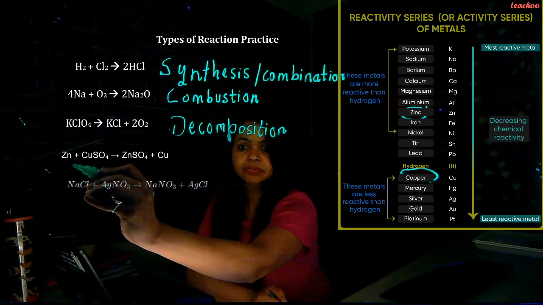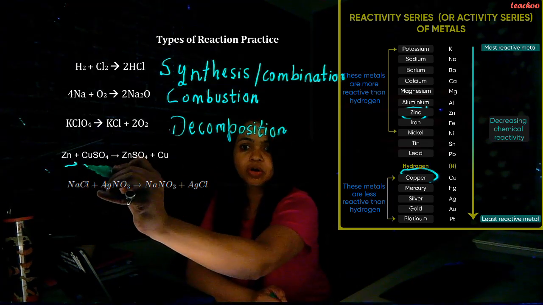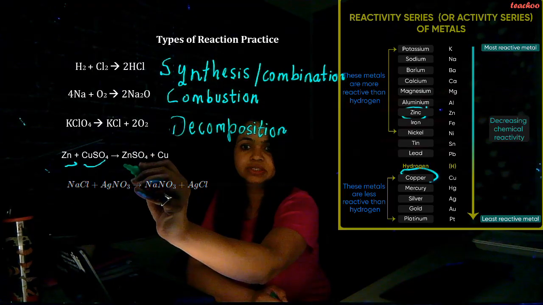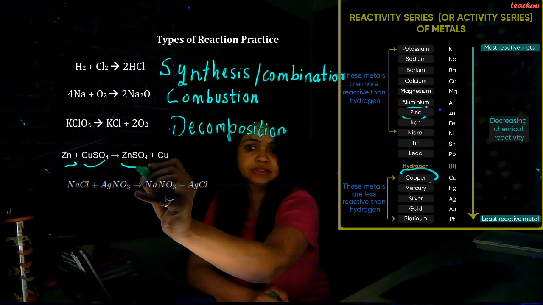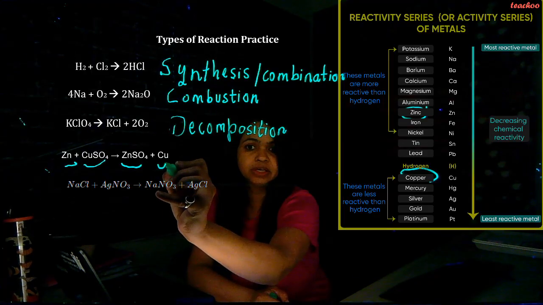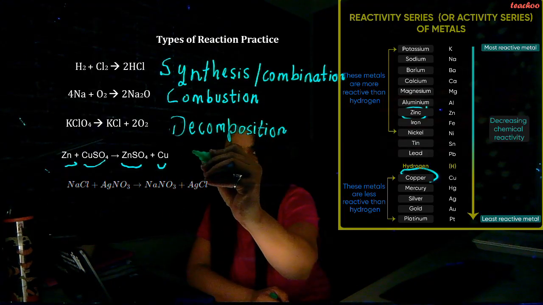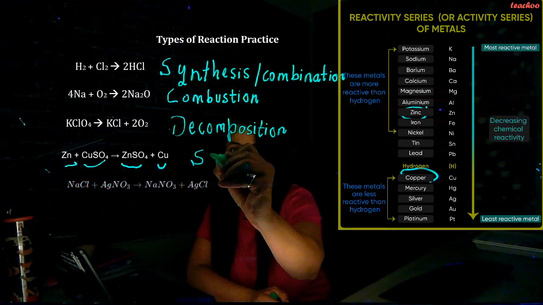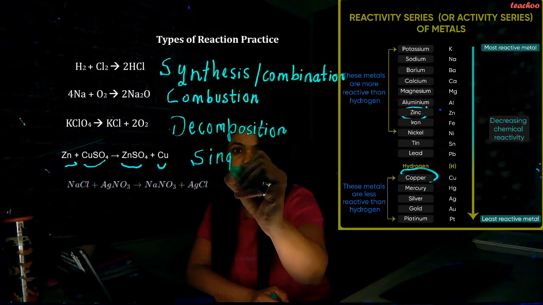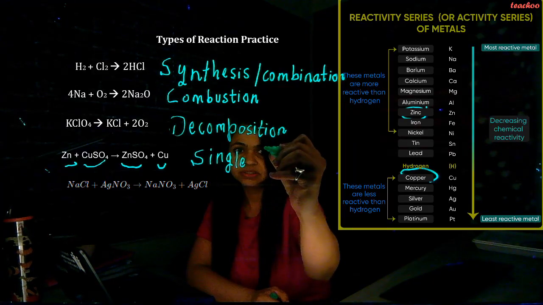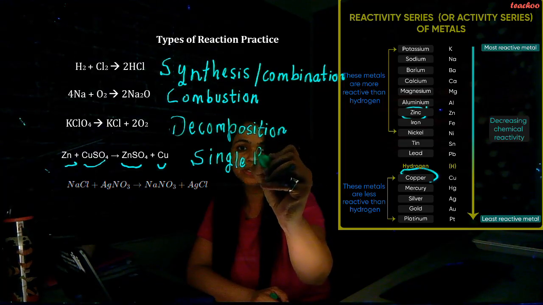displace copper from copper sulfate, and that's what you see on the product side. The new product is zinc sulfate and copper is being displaced. So that's an example for single replacement or single displacement reaction.